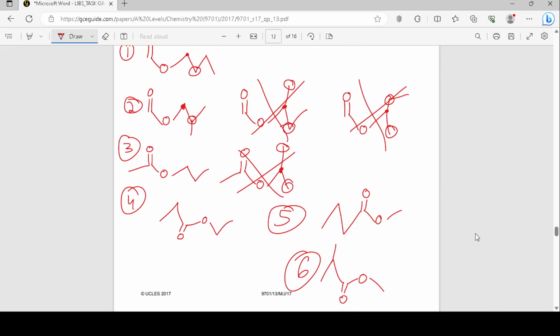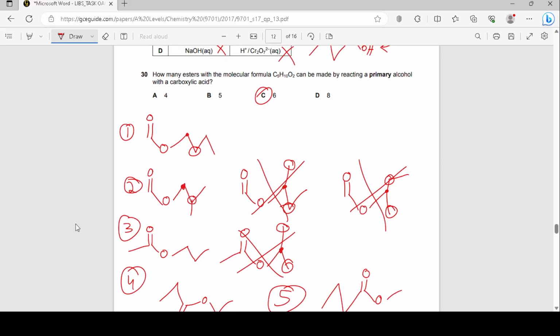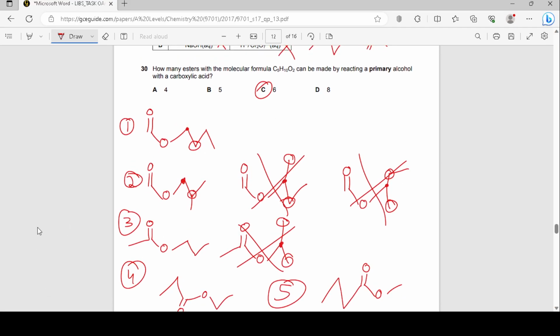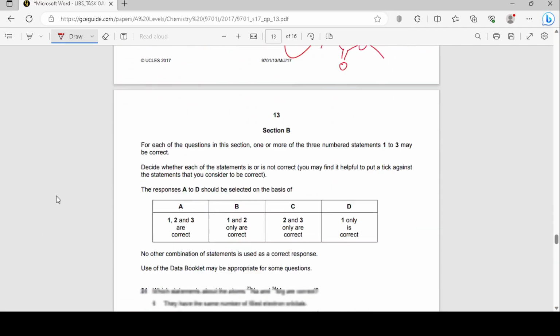I can't think of any more really. So I will say that there are six possible esters that can be made in this way. Okay, so that's for this part of the question. So yeah, and next we have this part.